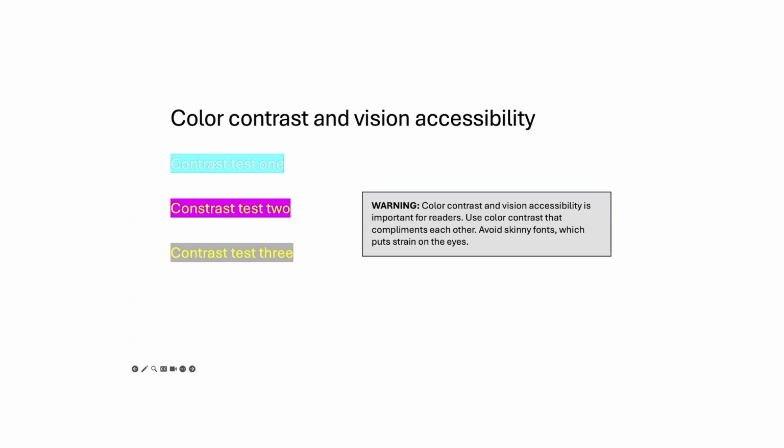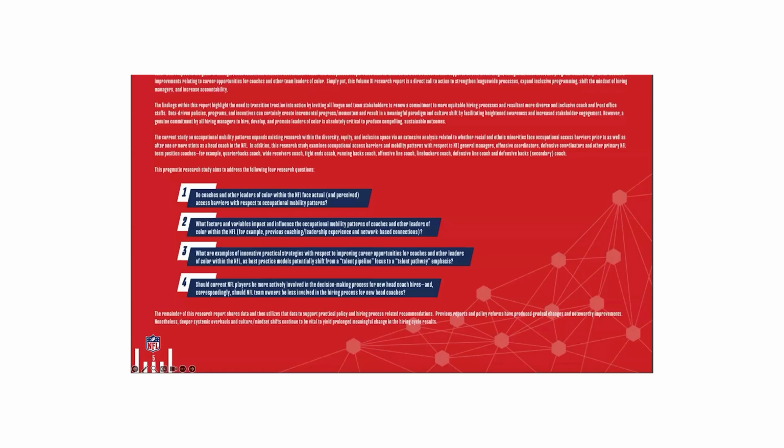Use color contrast that complements each other. Avoid skinny text fonts, which could put strain on the eyes. Here is an example. This is an NFL report that reports diversity, equity, and inclusion outcomes. As you can see here, the red against the white, the blue against the white, and the red in the backdrop and the skinny font. It's just a lot of stuff going on here.